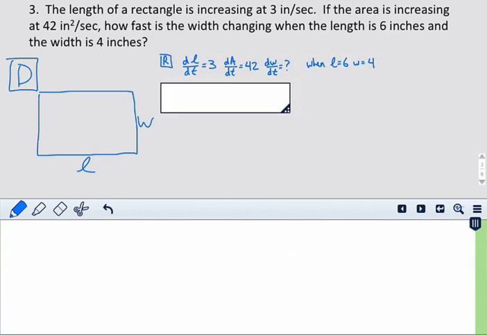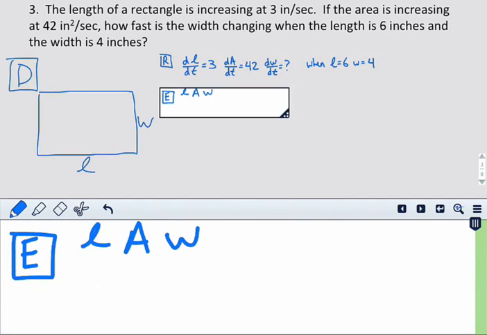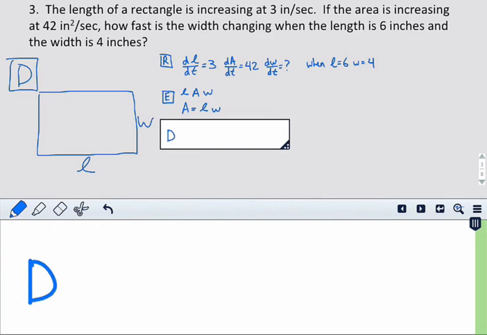All right, so what that means is we're going to need an equation in terms of L, A, and W. So an equation that has length, width, and area is actually the area formula for a rectangle. So area equals length times width, and that's really all we can do there. So now we're going to go ahead and derive.